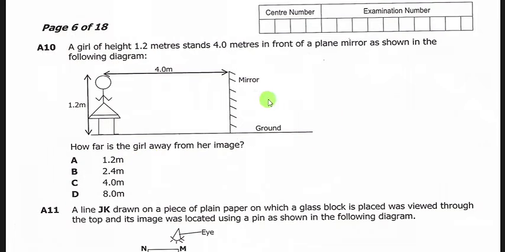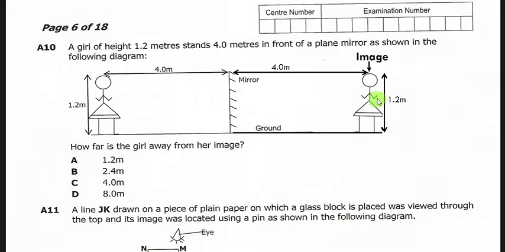So her image, this girl, will be somewhere here. So the image is as far behind the mirror as the object is in front of the mirror. So you'll find that this is her image. And if she herself is 4.0 meters from the mirror, then the image is also 4 meters away from the mirror, and also the image should be 1.2 meters as well. So now the question, as they say, how far is the girl away from her image?